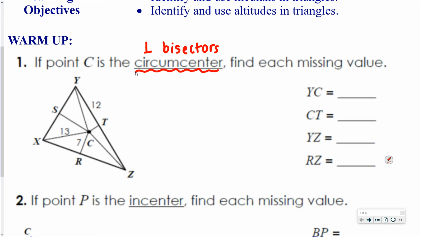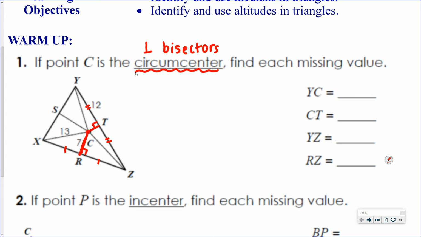Remember, perpendicular bisectors means two things. It means it's perpendicular to each side, meaning one's a right angle, and it bisects it, meaning it goes through the midpoint. So this one right here that I just drew from my circumcenter to R, that would be a perpendicular bisector. Okay? Same with C to T, perpendicular bisector.